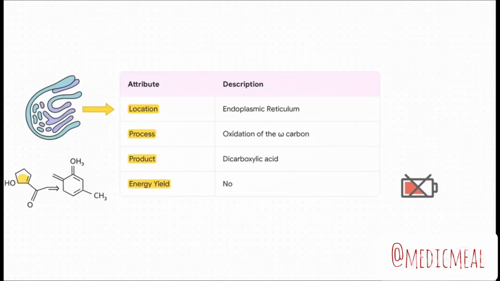Okay, now for our third pathway, omega oxidation. This one is different again. It happens in the endoplasmic reticulum. What's really unique about it is that it targets the complete opposite end of the fatty acid, the omega carbon, which is the terminal methyl group. The end product is a dicarboxylic acid, and just like alpha oxidation, this is not an energy-yielding process.